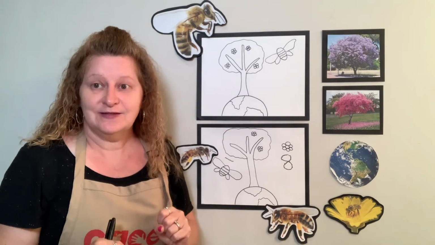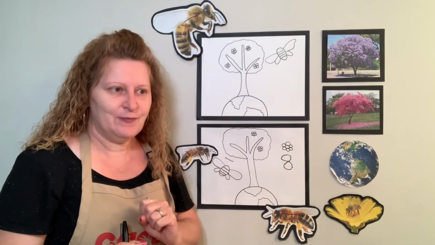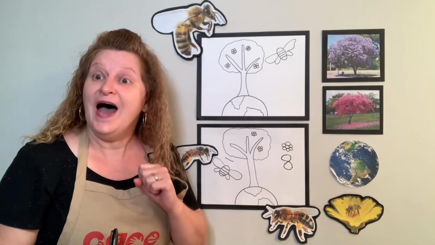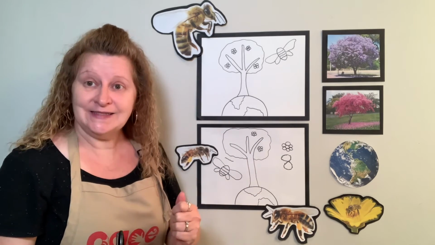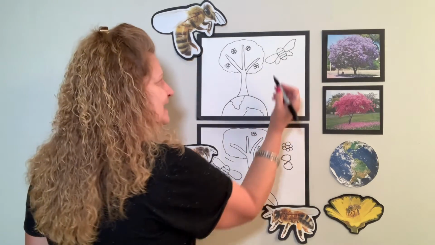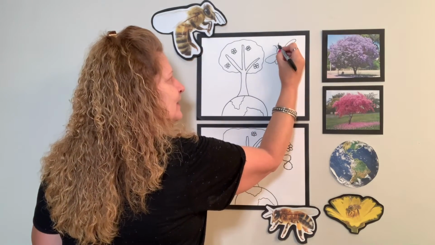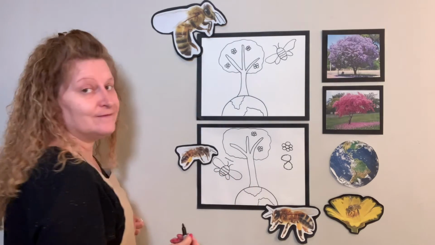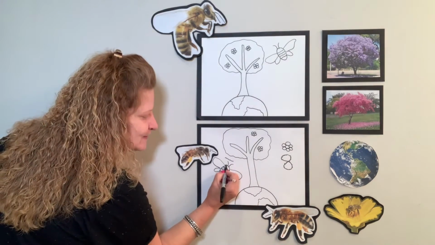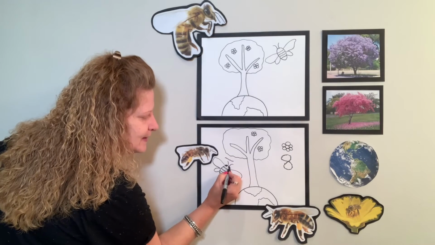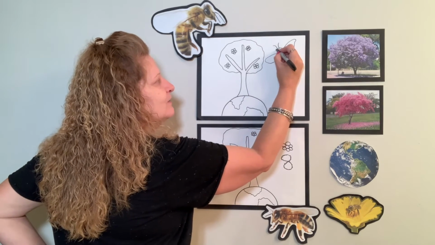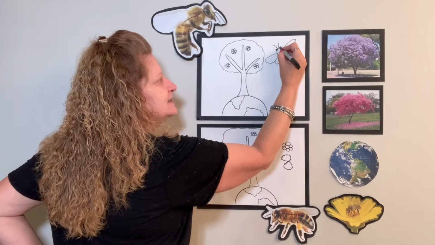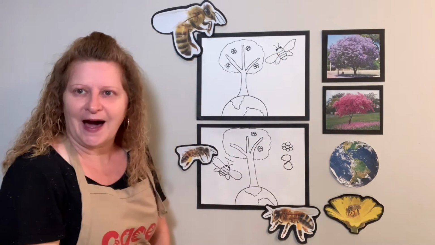So now we have 4 sets of wings, and bees also have something on the top of their head. Do you know what it is? Let's tell our neighbor. I heard the answer. Great. Antennas. They have antennas. And so here we can make 2 lines on the top of our bee's head for his antennas. Next thing we need are these big black eyes. Right on the side of the antennas, we have 2 big eyes.